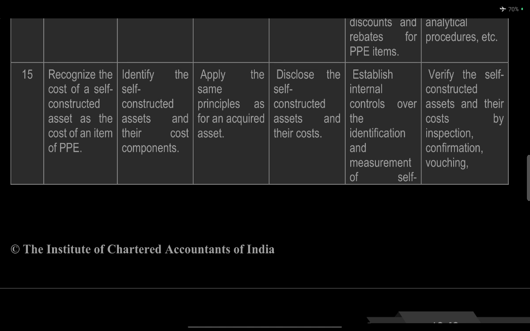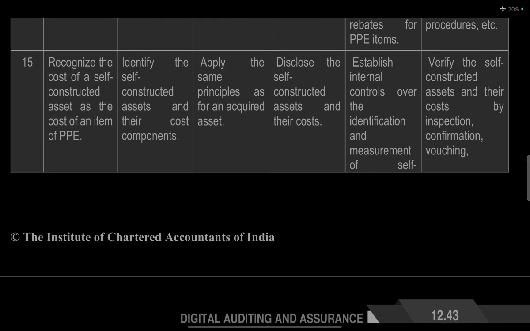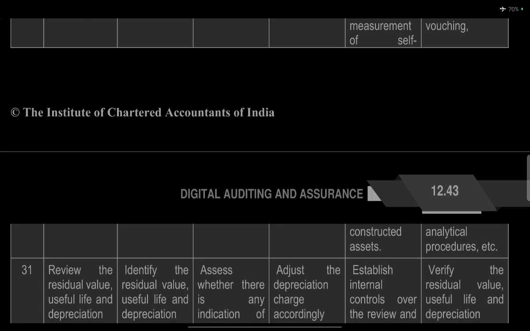ICFR: establish internal control over the identification and measurement of the self-constructed asset. Audit of this accounting policy: verify the self-constructed asset and its cost by inspection, confirmation, vouching, and analytical procedures.